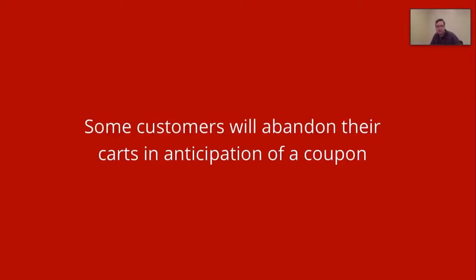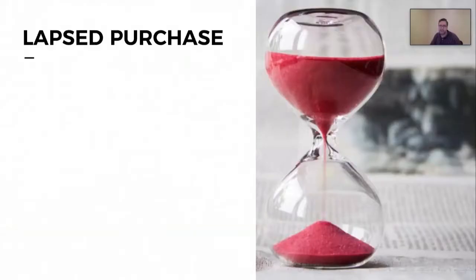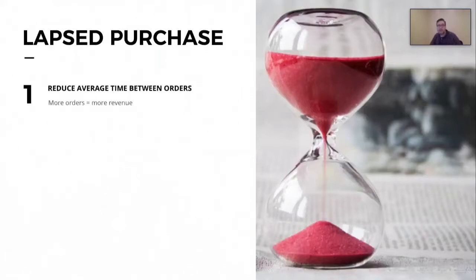I'm going to move on to another type of automation now, one that I've also seen work very, very effectively. And I recommend, especially if you are in the replenishable goods sort of space where people keep buying from you, a lapsed purchase email. Lapsed purchase email can encourage existing customers to purchase again. And you can use these to reduce the average time between orders, because ultimately, more orders mean more revenue.